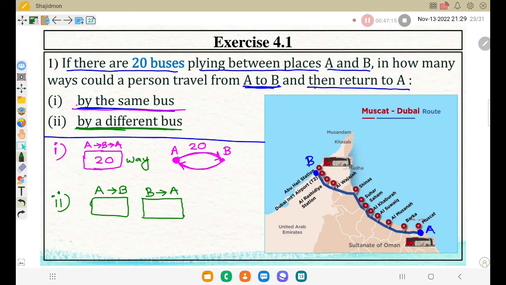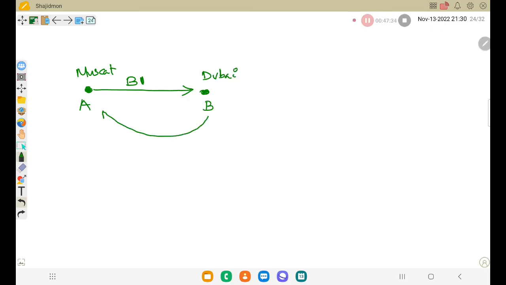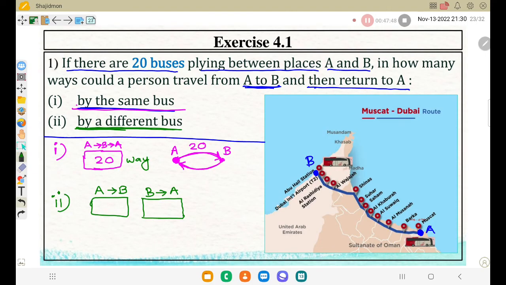So you can assume, for example, I can show here. He started from A, Muscat. For example, he used bus 1. So he reached Dubai. This is Dubai, this is B. Now when he is returning, he cannot use the same bus. So which bus can he take? Bus 2, the second bus. Bus 1 he cannot take back. You understood? One bus going, another bus returning. So you can see how many options.